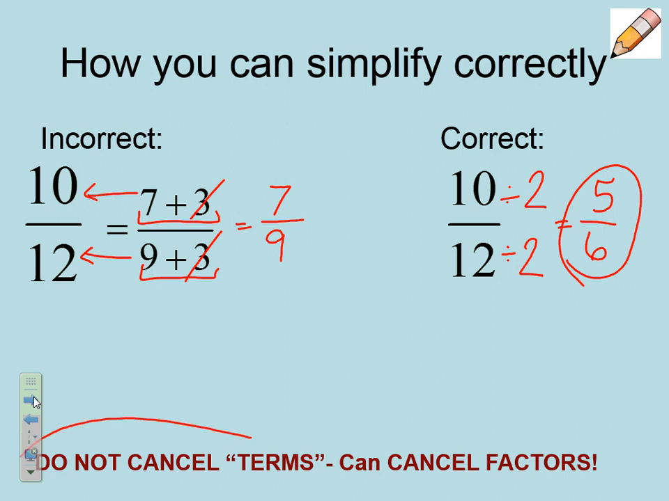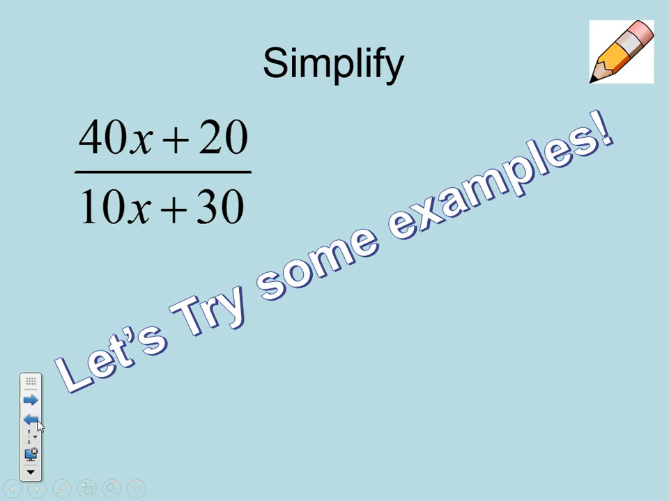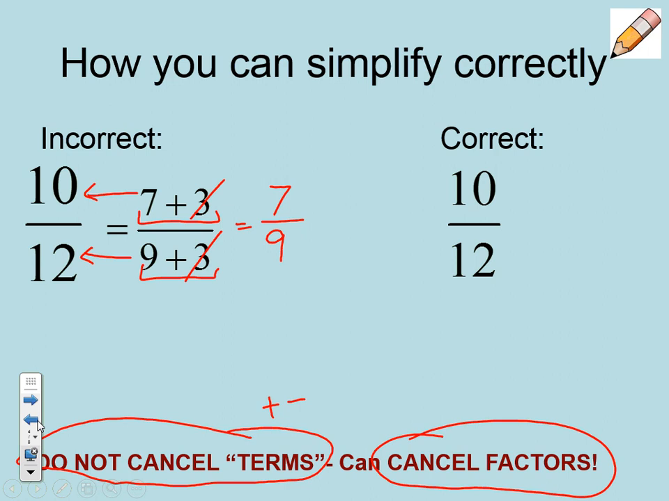You do not ever cancel terms. Those are things that are being added and subtracted together, like the 3 and the 7 were terms being added together. But we can cancel factors. Okay, let's take a look at this other example that I did with the dividing by 2 here. That's what you're familiar with. How does that work? Well, this is what's really happening.